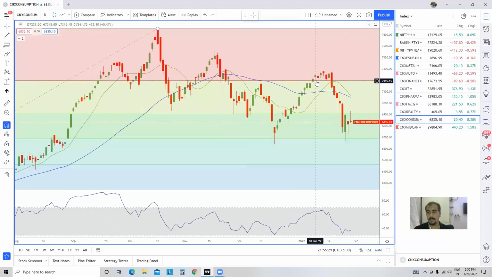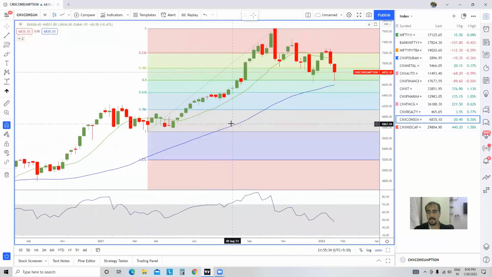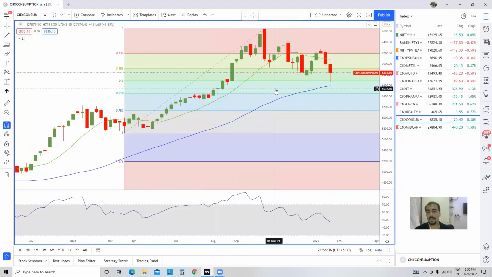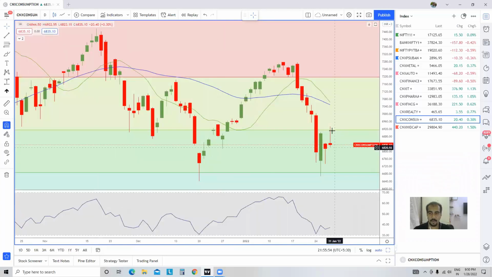Consumer pack. Consumer pack, again, one more example where we can see that the trend is flat and the prices are trying to bounce from a Fibonacci retracement where the previous highs, previous lows were. But again, after these lows, we need to understand how price pans out over here.